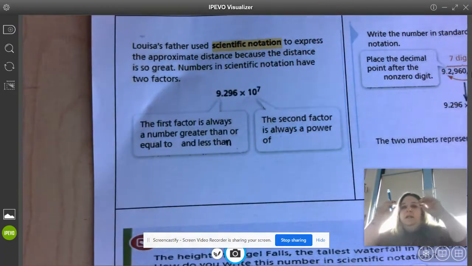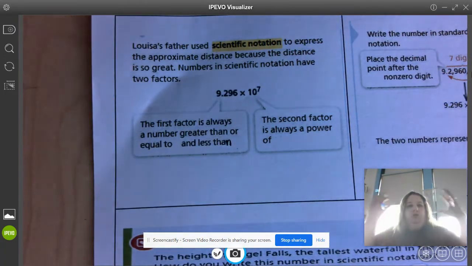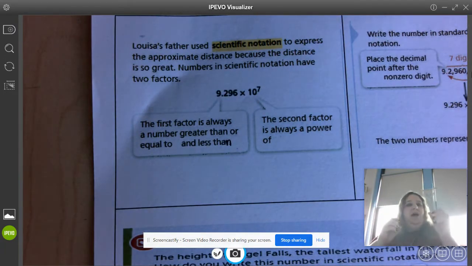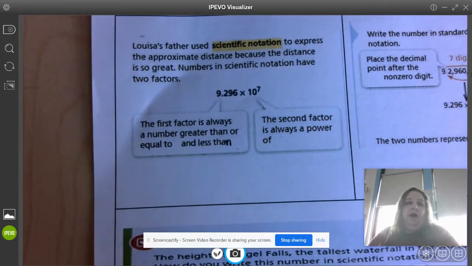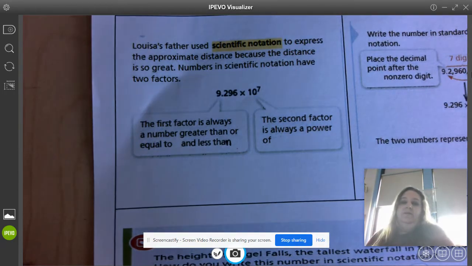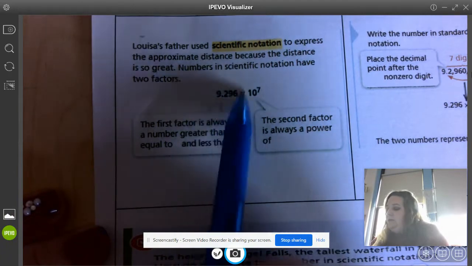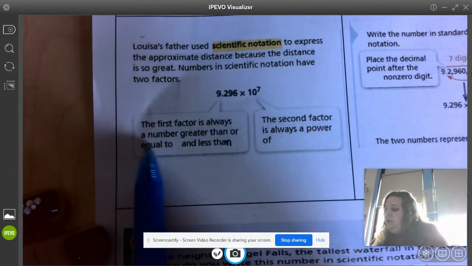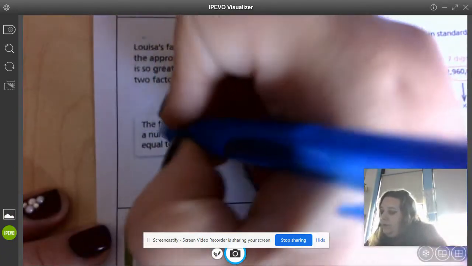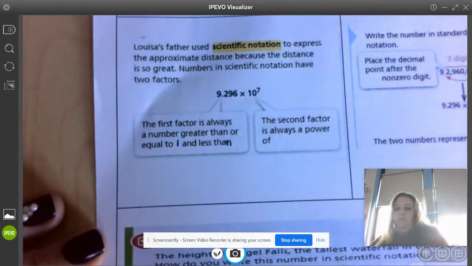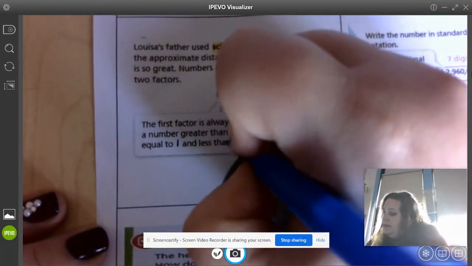When we have really long numbers, so it represents a really big number, or if it has a decimal and it represents a really small number, we can write it in shorthand, kind of like with doctors or when you abbreviate things. That's what scientific notation does for those numbers. In scientific notation, there are two parts that we have to be aware of. The first part is our first factor, and it is always a number greater than or equal to 1. So make sure you write that in, and less than 10.